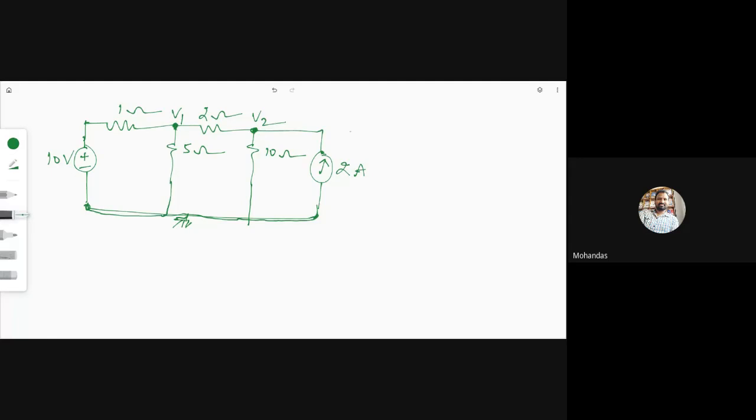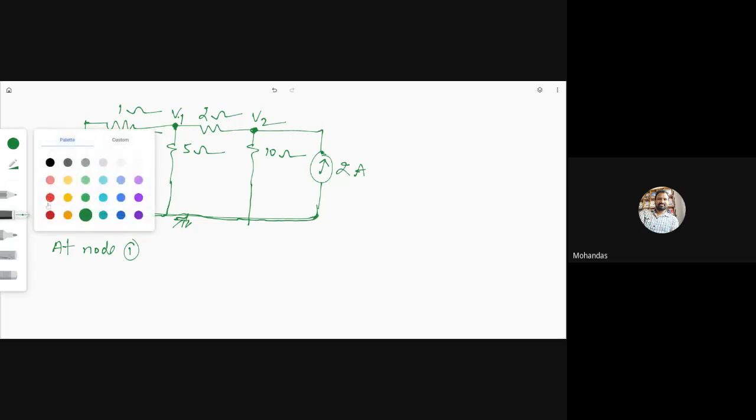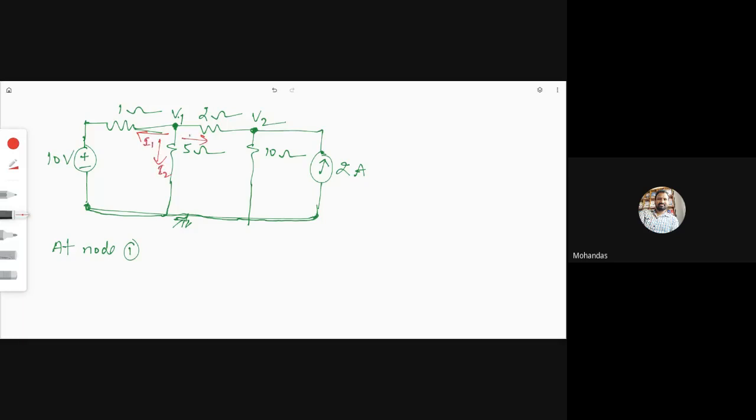Now, by using nodal analysis, at node 1 we have to write 2 nodal equations. At node 1, what is our assumption? This node voltage is greater than all the voltages which are present, and all currents are leaving. This current is leaving, this current is leaving, and this current is leaving. Let us say I1, I2, I3. Now tell me the nodal equation directly.